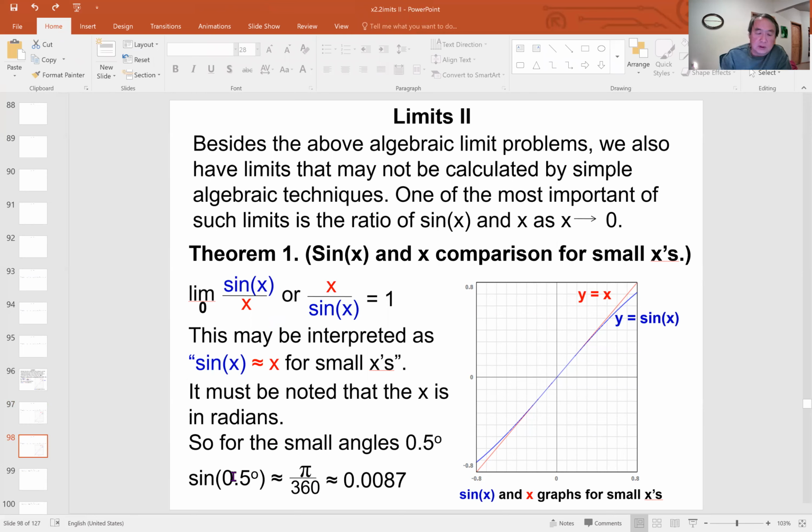So for example, sine of 0.5 degree. By the way, this axis has been in radian measurement. So if I'm talking about 0.5 degree, you have to convert that into its radian. That's going to be pi over 360. So that's approximately that. If you type it in your calculator, that's what it is.